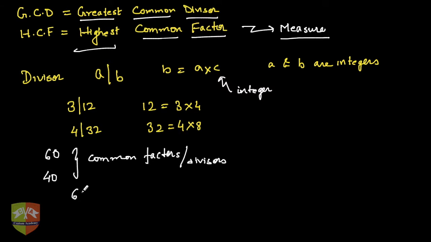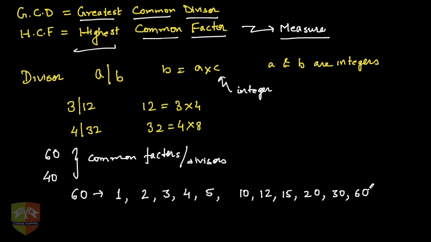We can straight away find the common divisors. Let's enumerate the divisors of 60. One is common to every integer. So the divisors of 60 are 1, 2, 3, 4, then 5 times 12 is 60, so 5 is also there. 7, 8 and 9 are not there, then comes 10, 11 is not there, then 12, 15, 20, 30, and 60 itself. These are the factors or divisors of 60.